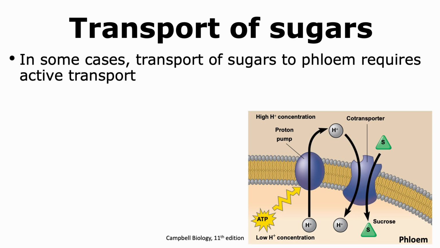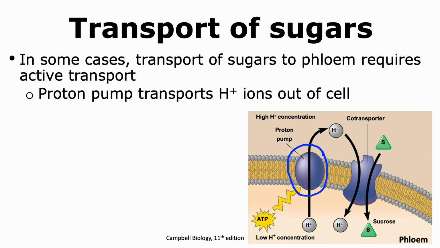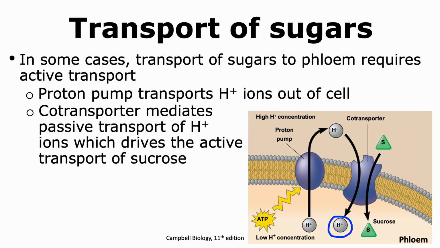In some cases, the sugars have to be transported into the phloem cells through an active transport process. This usually occurs in two steps. There is a proton pump present on the plasma membrane that is able to transport H+ ions out of the phloem cells. This creates a high concentration of H+ ions outside the phloem cell and a low concentration of H+ ions inside the phloem cell. A cotransporter then allows the passive transport of H+ ions back into the phloem cell. This passive transport releases energy that is able to drive the transport of sugars like sucrose from the outside of the phloem cell into the phloem cell.